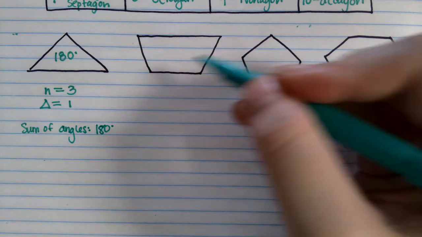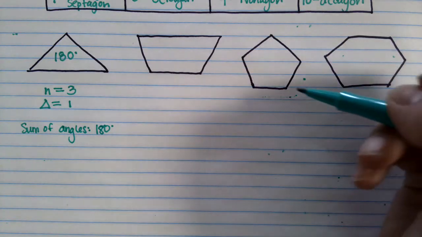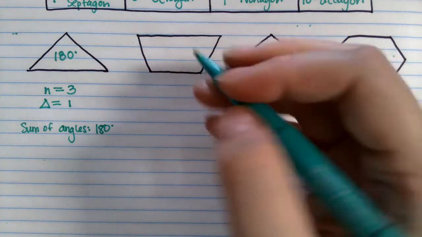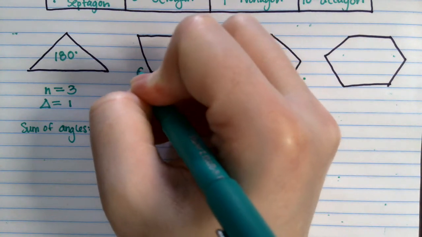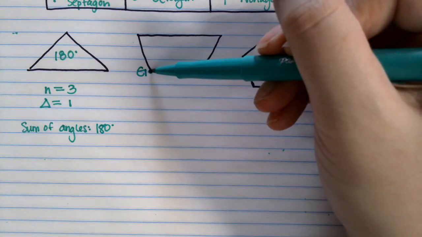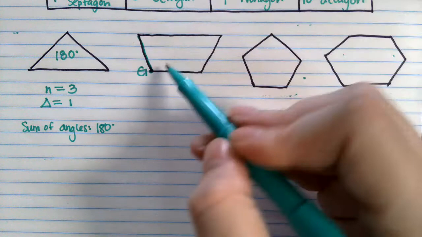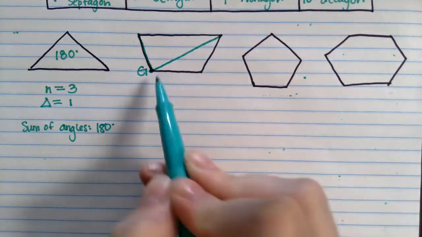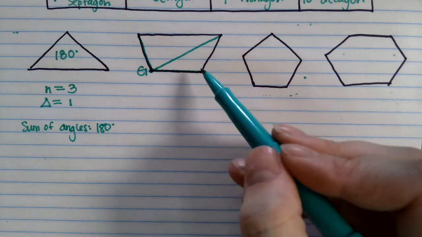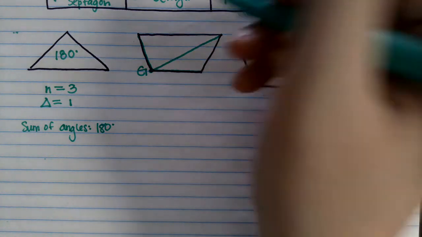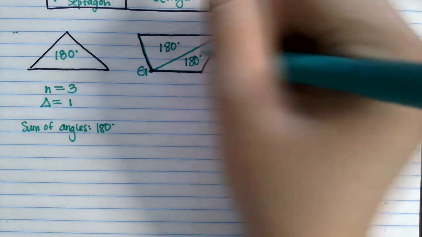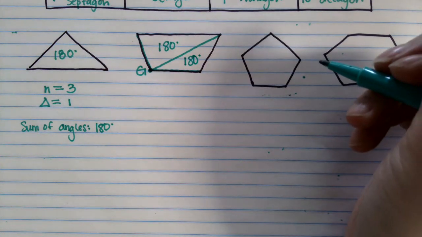Now here's the part where it's really cool because you can figure out any number based on the number of triangles you can create within the shape. So you're always going to start at a starting point. We're going to call that starting point G. And you're going to imagine you draw a line from G to each of the corners. So we can go here, here, and here. And so this creates two triangles. And so this one is 180, and this one is 180.